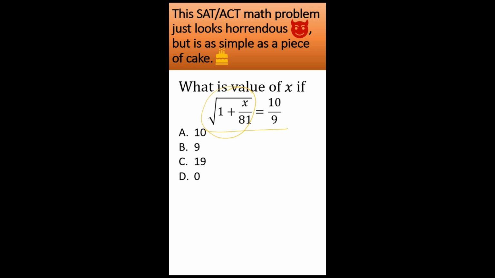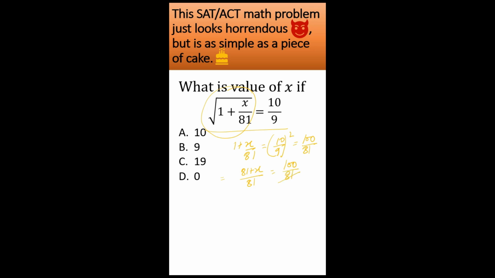sides. So once we square both the sides, the LHS will be just 1 upon x by 81, while the right hand side will be 10 upon 9 raised to the power 2, which is nothing but 100 divided by 81. Now once you solve this, the left hand side will be 81 plus x divided by 81. On the right hand side will be 100 divided by 81.